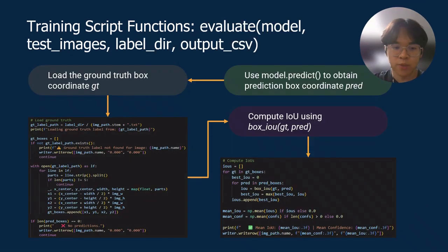The second function is known as the evaluation function, which has 4 inputs: model, test images, label directory, and output CSV. This function begins with a prediction step, which creates the prediction box coordinates known as pred, and at the same time it loads the ground truth box coordinates known as GT. With these two sets of coordinates, the function uses box IOU with GT and pred as the input for the program to calculate the accuracy of the prediction result. This is how the model will be evaluated.